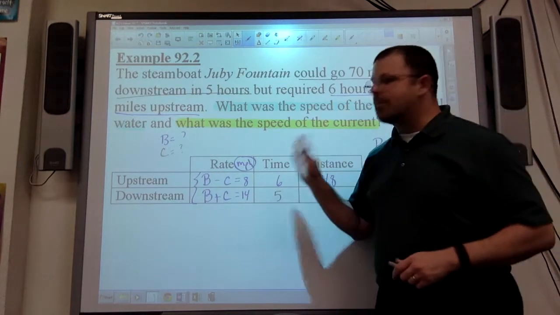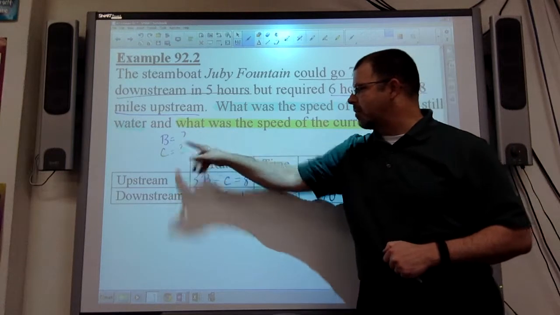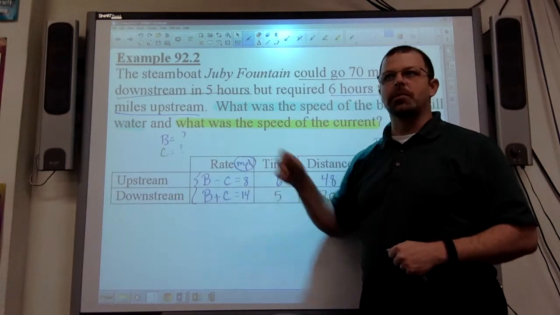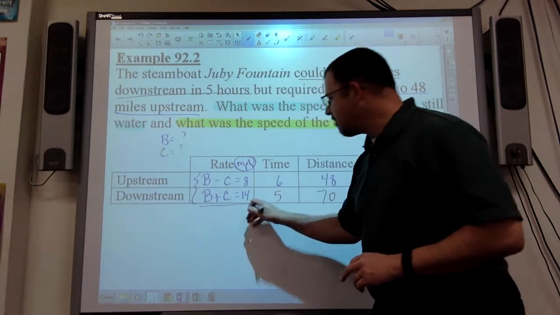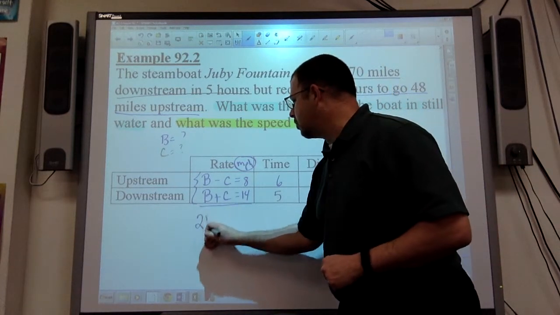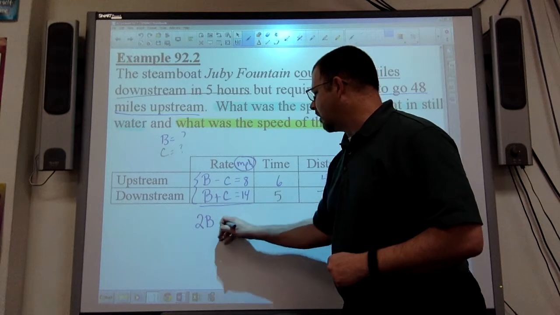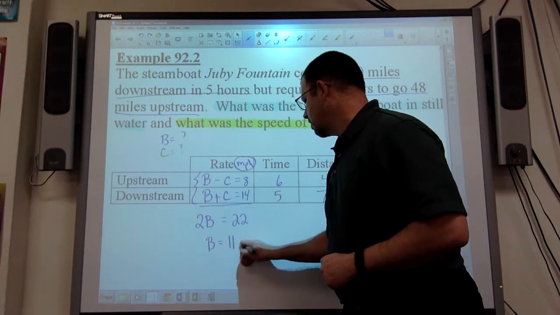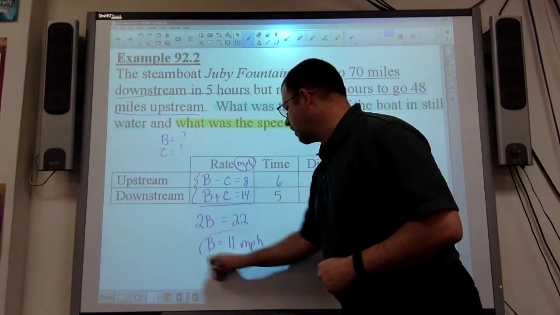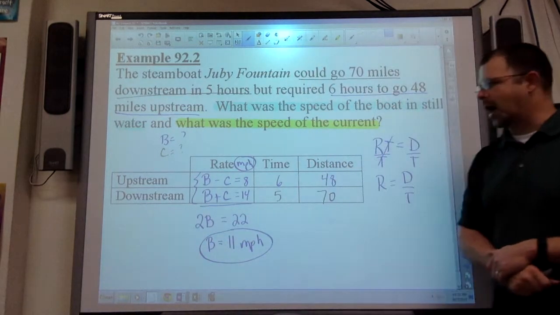All right? Even better, if it's B and C missing, one's going to be B plus C, one's going to be B minus C, so the C's are already set up to eliminate. If I add the equations together, B plus B is 2B. Negative and positive C cancel. 8 plus 14 is 22. Just like that, we get the speed of the boat in still water is 11 miles per hour.